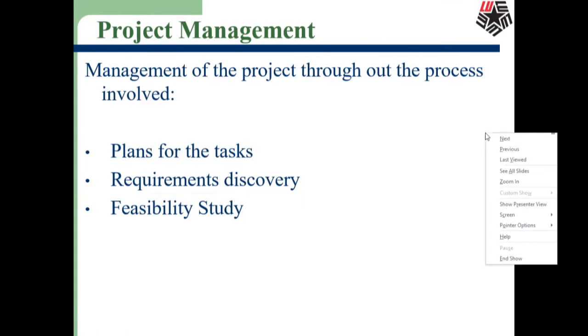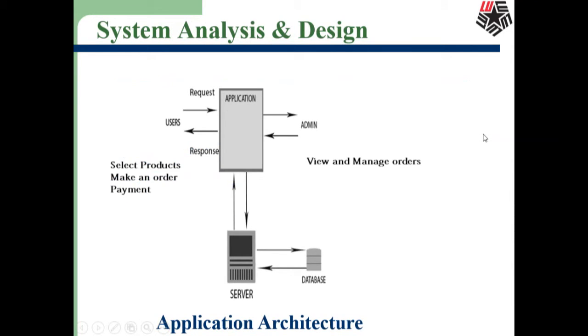So now let's talk about the system analysis and design of the project. This is the application architecture of our project, where it is a client-server model. The user selects products, makes an order and payment in the client part, and the admin views and manages orders in the server part, and the server stores payment and ordering information in the database. So this is the application architecture of the application that we have developed.